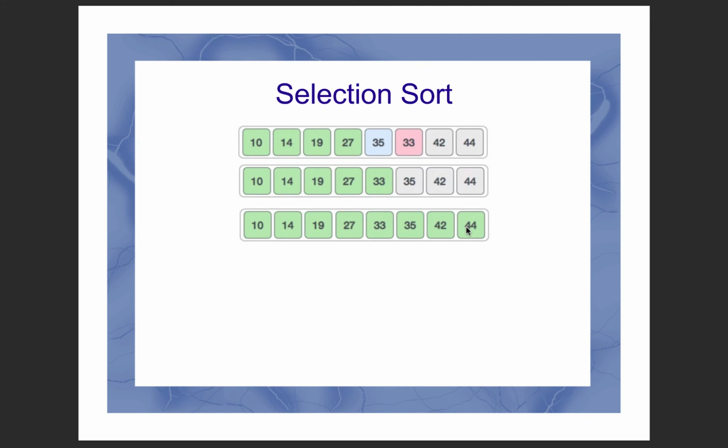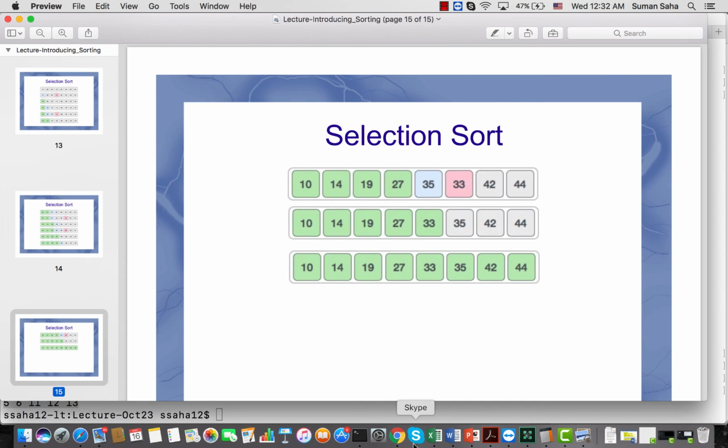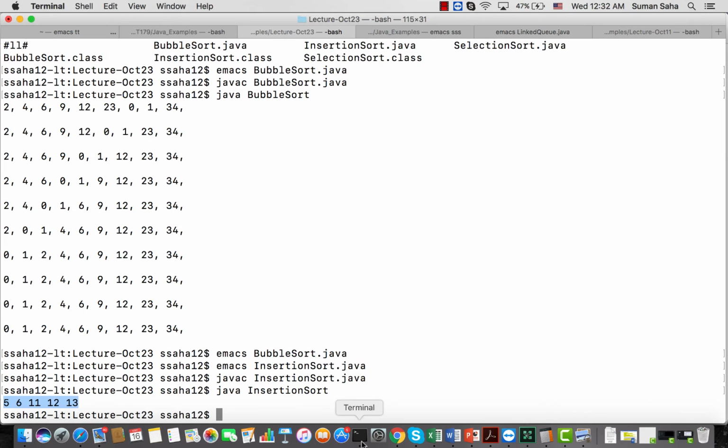So how many loops are there? There are also two loops over here. The inner loop finds the right element and inserts it to the next position, and the outer loop restarts the process. So this is the idea of the selection sort. Now let's go to the terminal to see the selection sort program.